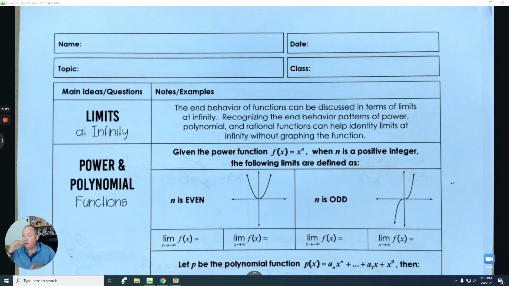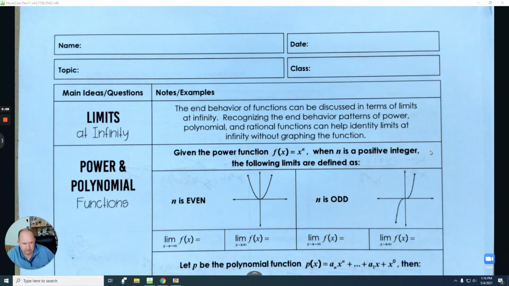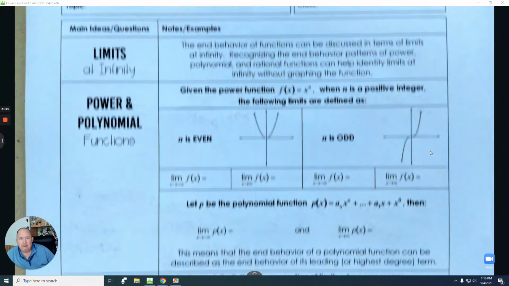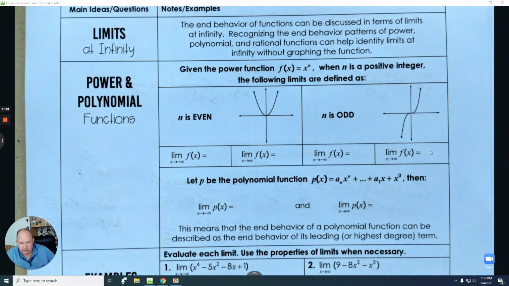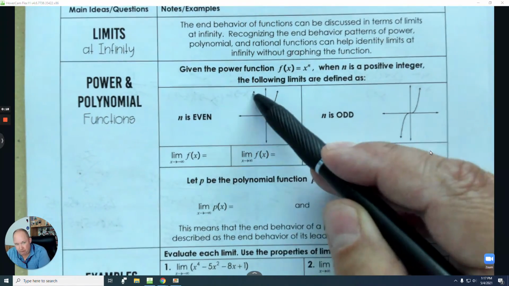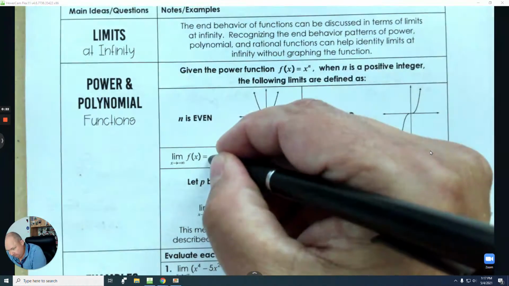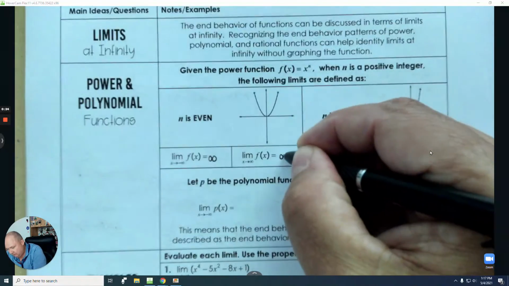All right, lessons on limits at infinity. And really this is a lesson on end behavior of a function. So, given a power function, do you understand the end behavior? If it's an even function, both ends go up or both ends go down. So in this case, the left end and the right end are up.